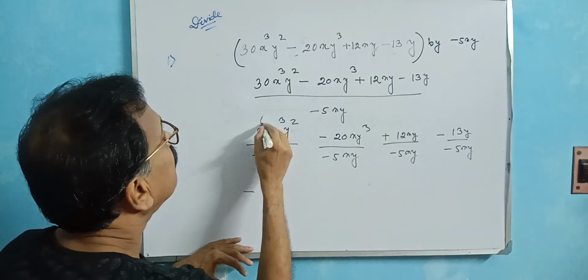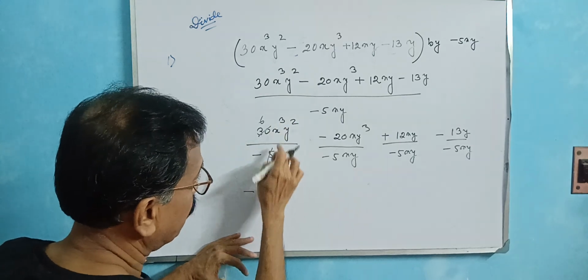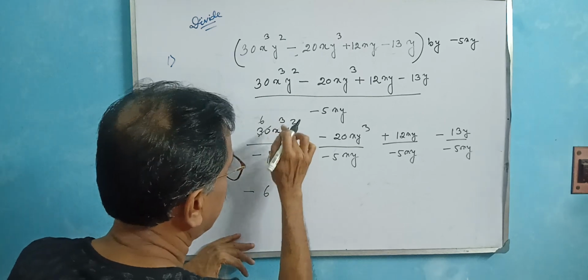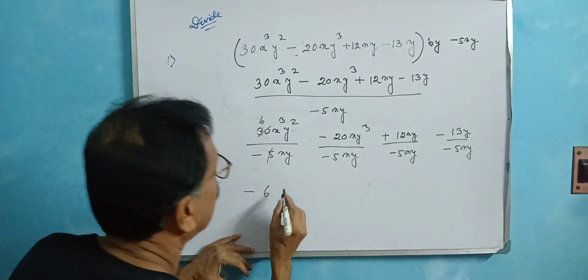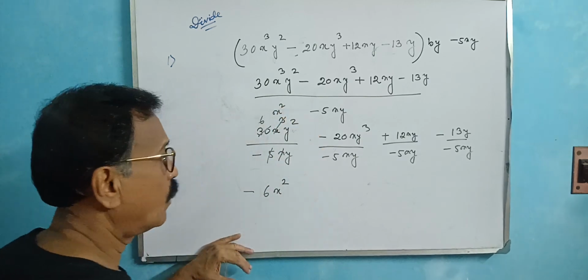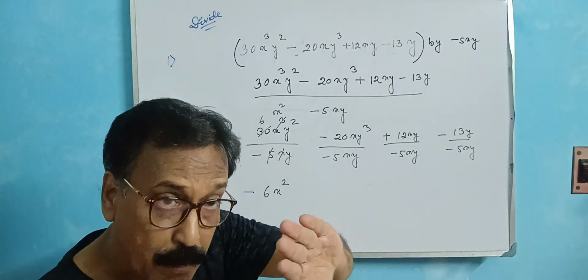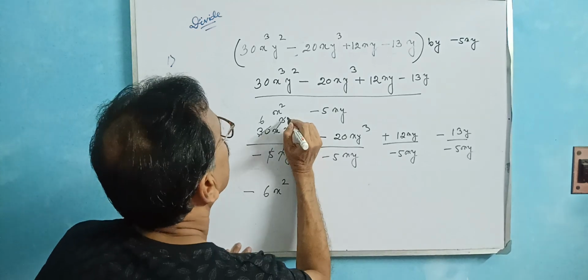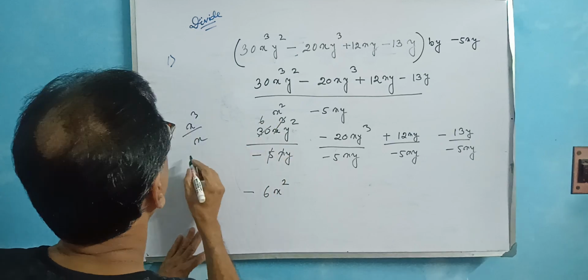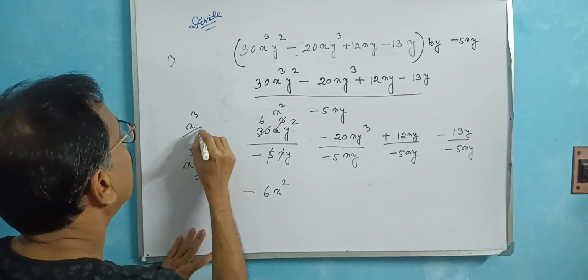30 divided by 5, that is 6. Here x is 3 in the upper part and x is 1 in the lower part. So 3 minus 1 gives x square. Since the bases are the same, the power will be subtracted. Actually x to the power 3 minus 1, so x square.